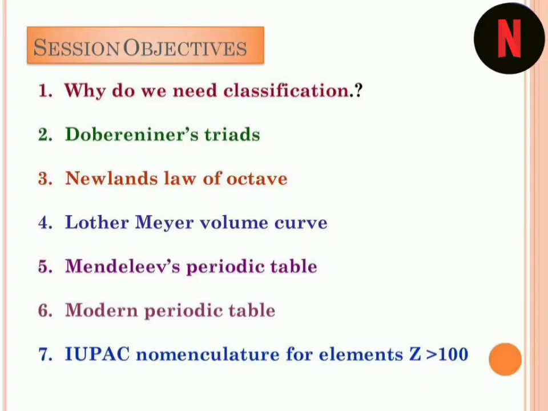The main objectives of today's session are: why do we need classification, Döbereiner's triads, Newlands' law of octaves, Lothar Meyer's volume curve, Mendeleev's periodic table, the modern periodic table, and IUPAC nomenclature of elements with atomic number greater than 100.